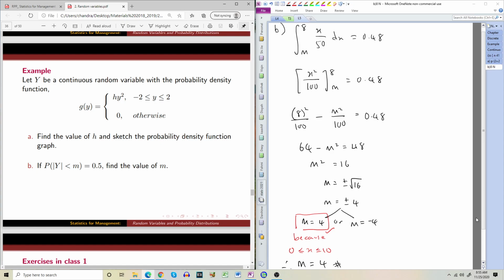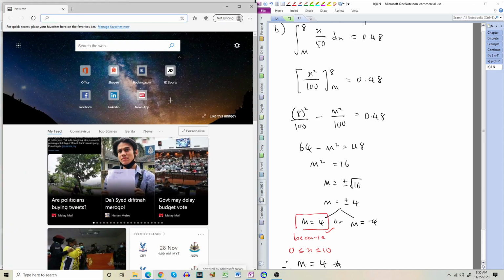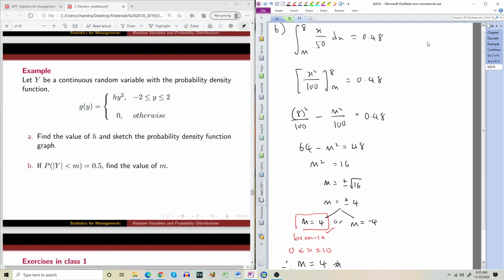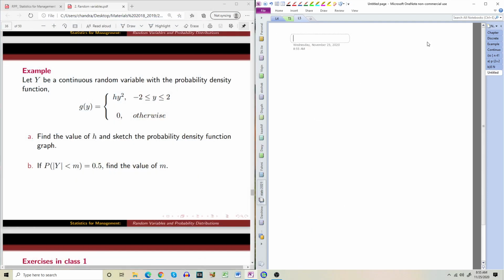Alright, I suppose you guys have copied this or have seen how I'm doing this. Let us move on to example 2 now. Find the value of h.